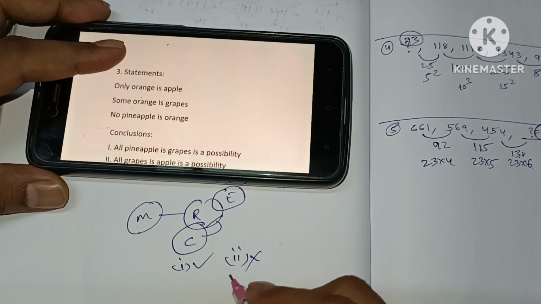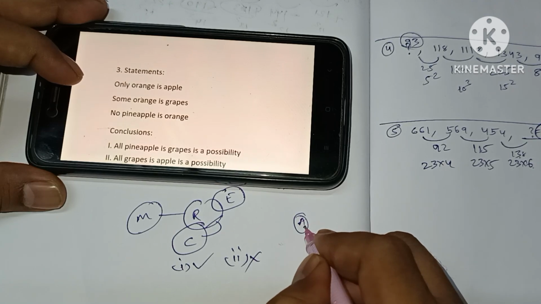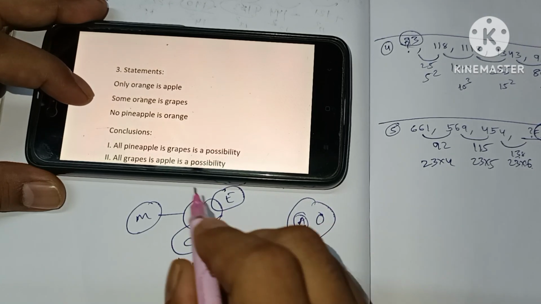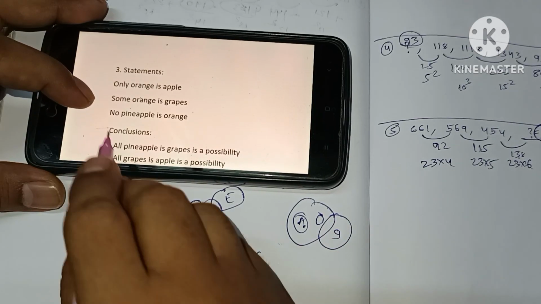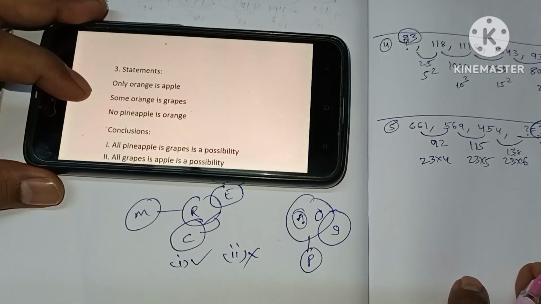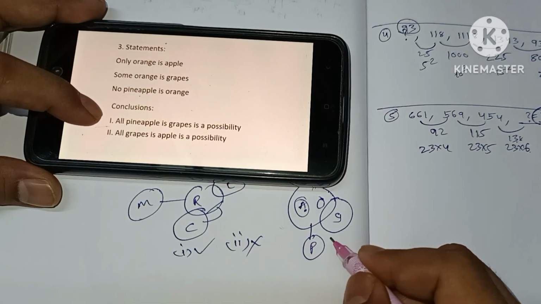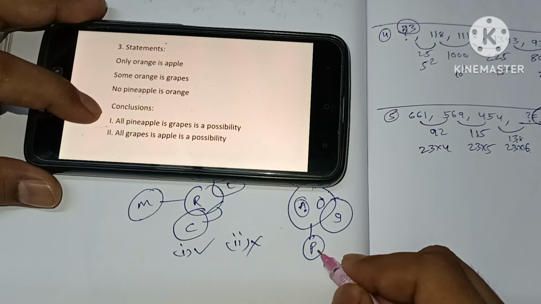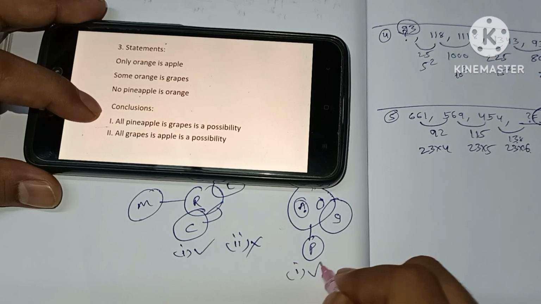Third question. Only orange is apple. Apple is placed inside orange, and orange apple doesn't share with anything except orange. Some orange is grapes. No pineapple is orange. This is pineapple. Let's see the conclusion. All pineapple is grape is a possibility. All pineapple inside grape, is it possible? Yes, it is possible. So the first conclusion will be true.